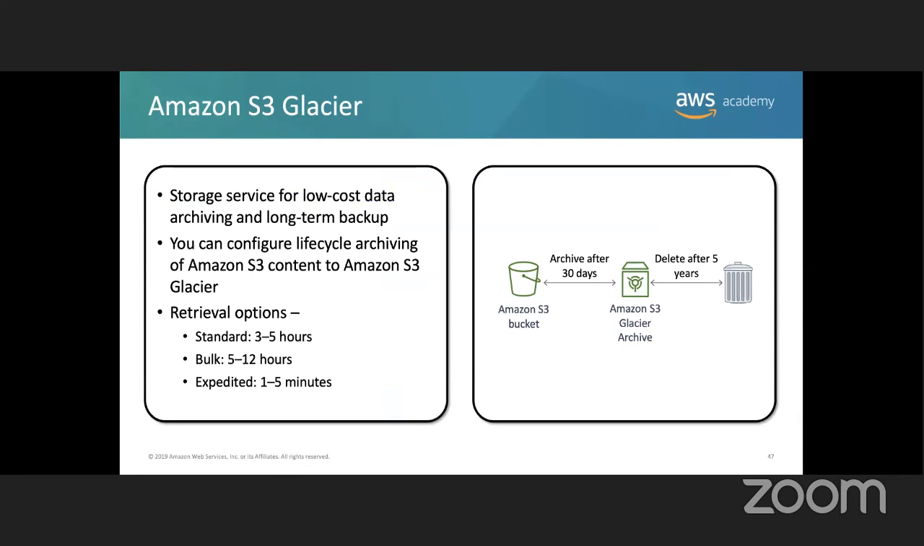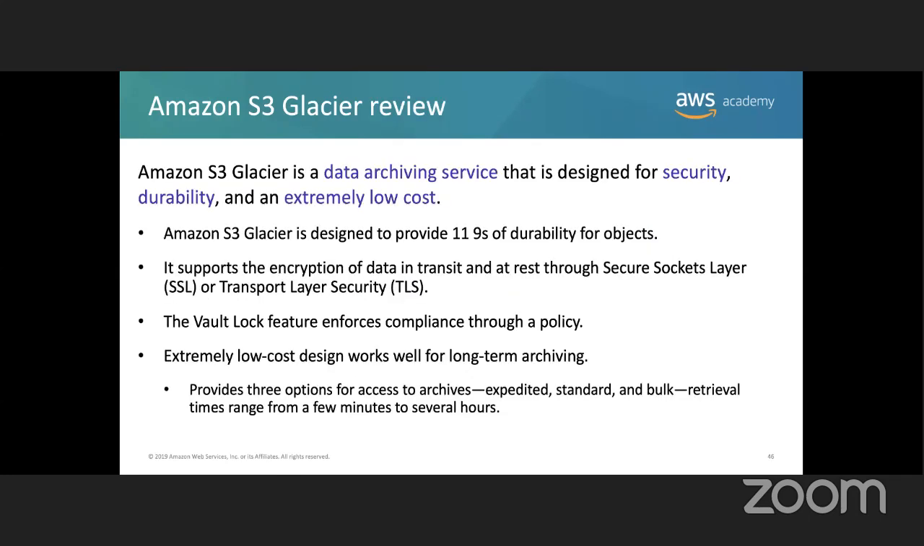Now, standard is between 3 and 5 hours, okay? It's less time than expedited, more time than bulk, okay? So here, from 1 to 5 minutes, here from 3 to 5 hours, and here from 5 to 12 hours, okay? So you can choose whatever retrieval option you want, and based on that, you're going to pay for it, okay? And of course, the speed, the time it's going to take, is going to be different for the three of them.